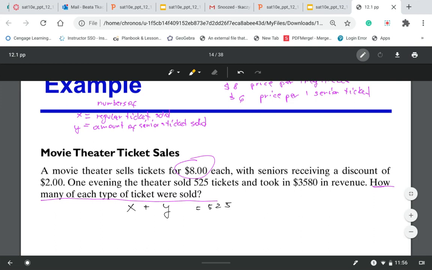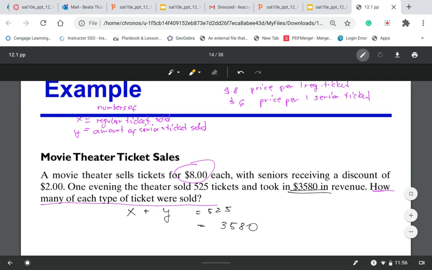It's equal to 525. Now, we also know that the same night the money, the profit, which they made, was $3,580. So now we're talking about making money, and we have to include the 8 and the 6. One regular ticket costs $8, but we don't know the amount of regular tickets sold, so we multiply 8 by x, plus senior tickets, which sell for $6. So 6 has to be multiplied by the amount of senior tickets sold, which is y. So 6 times y, and that will give you 3,580. So these are two equations: a system of linear equations, and we need to solve it.